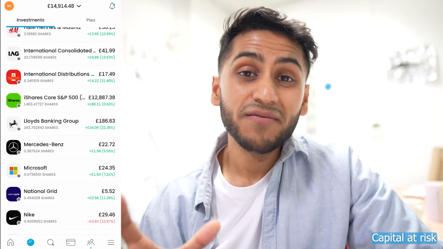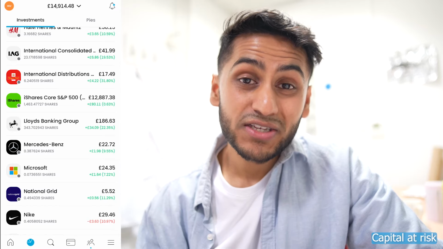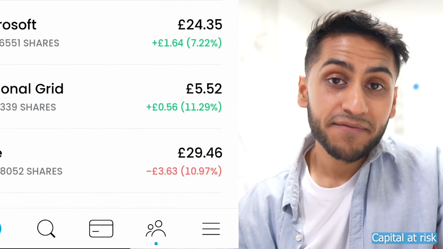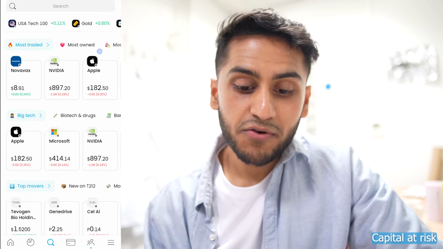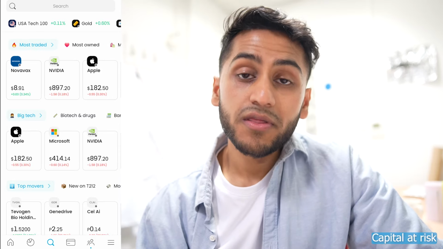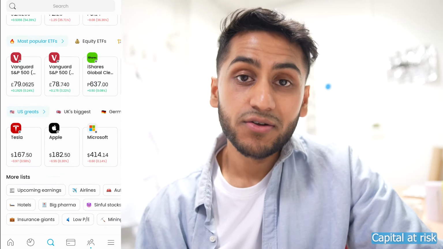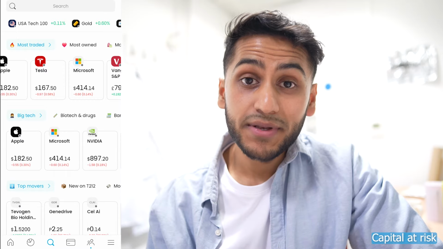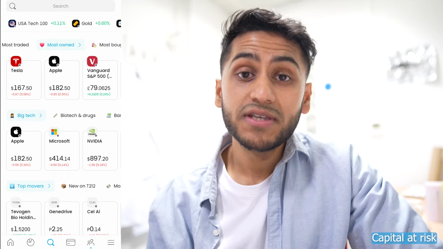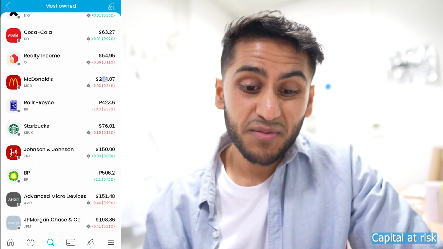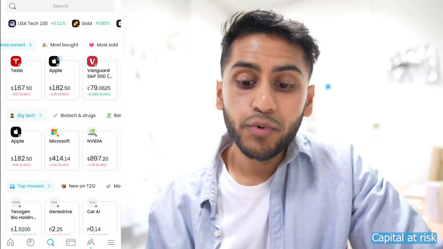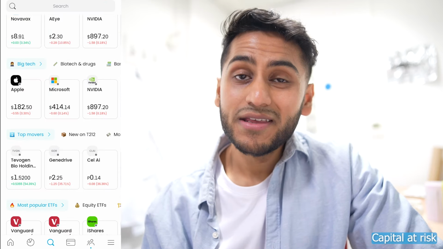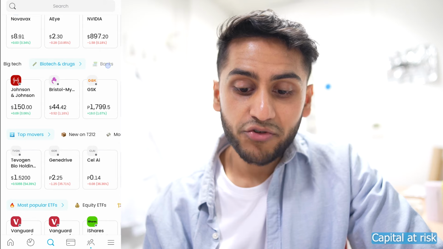Now, in order to discover new stocks or ETFs on the Trading 212 app, you're going to want to hit this magnifying glass here. Here again, we see a bit of scrolly action. And in the first one, the most traded, you will see the most traded stocks. Again, don't invest into a company just because it's the most traded. You can also see the most owned. You can further go into them if you really want to. You can see the most bought, the most sold, and then you can see things like big tech, biotech, and drugs. So these are themes.